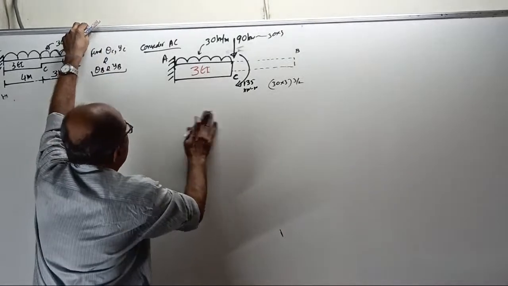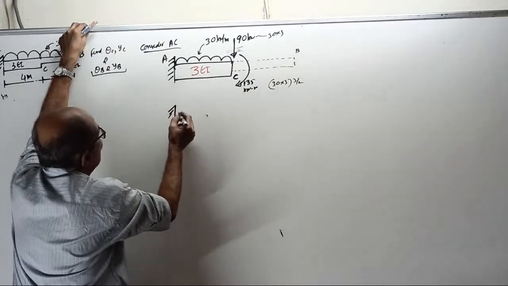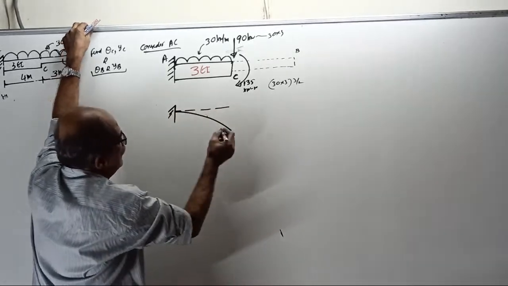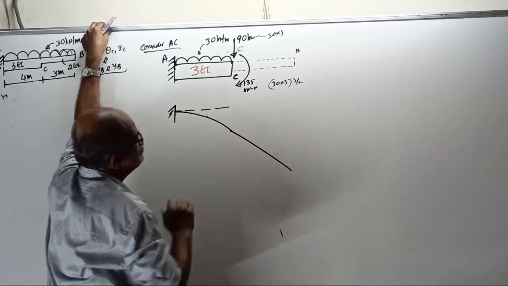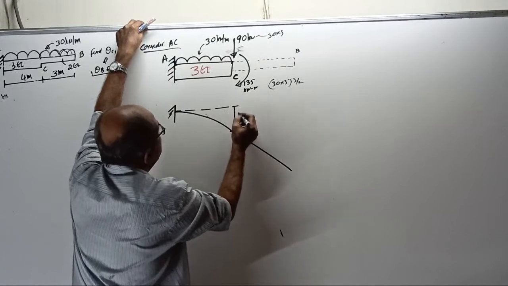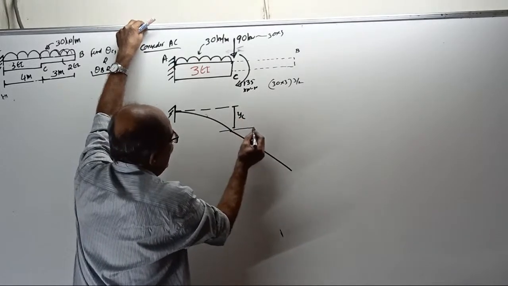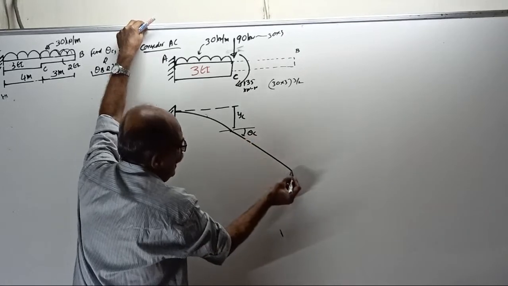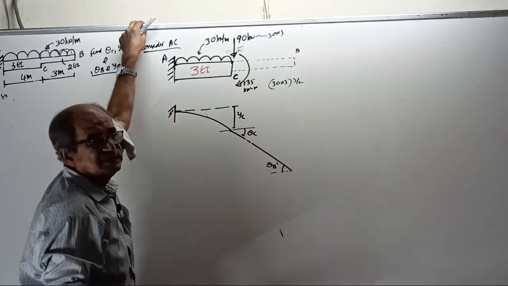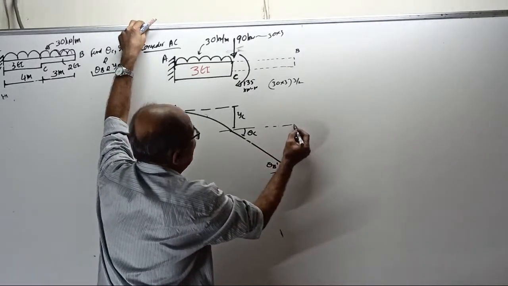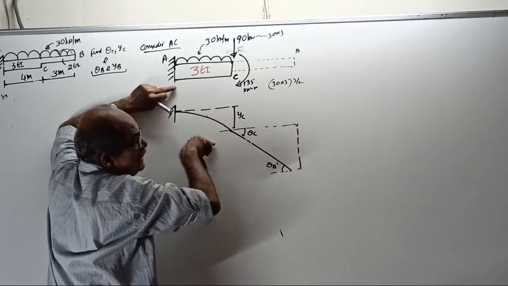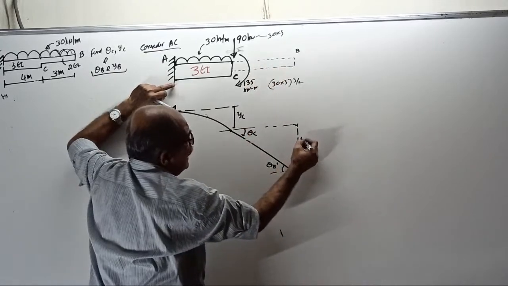Now write the elastic curve. This will bend like this. Now the remaining portion will be straight. Why straight? Because it is unloaded. Now this is your deflection at C and this is your slope at C, and if I continue here, this is your theta B. This is the extra deflection here, because when this member is bent here, B will come down by an extra deflection Y naught.